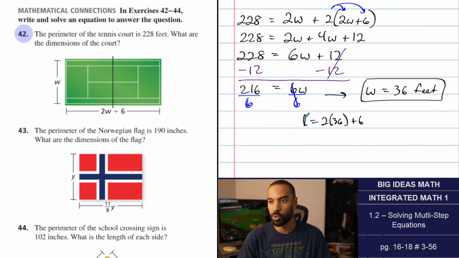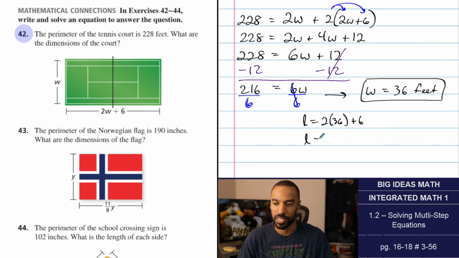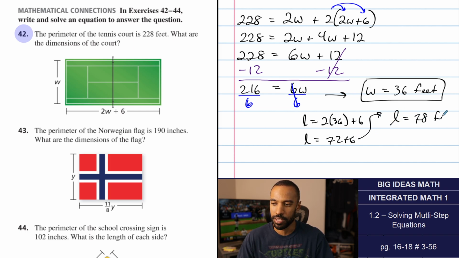And is this accurate to tennis courts? I'm going to assume probably. I don't know if it's standard. 72 plus 6 equals 78 feet.